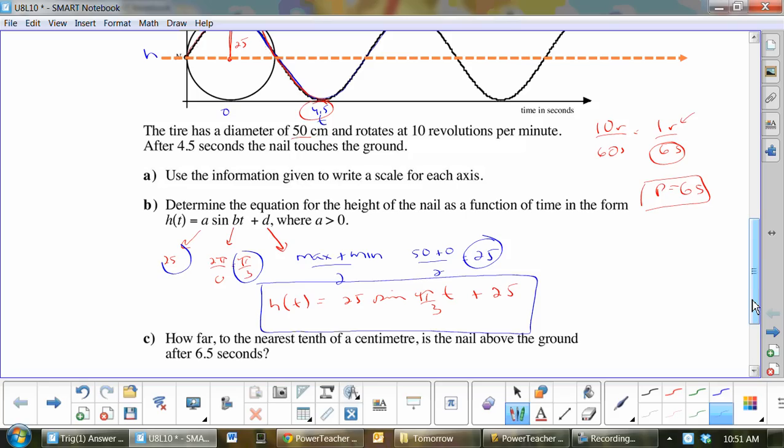A, B, or D? B, because driving faster affects my period. Which one would be affected if I jacked up the car? Would A? Does the tire get bigger when you jack up the car?